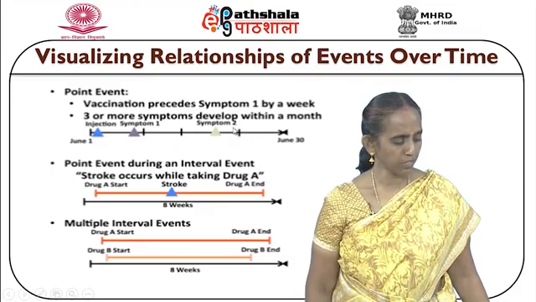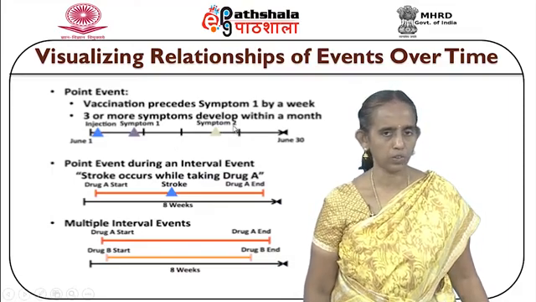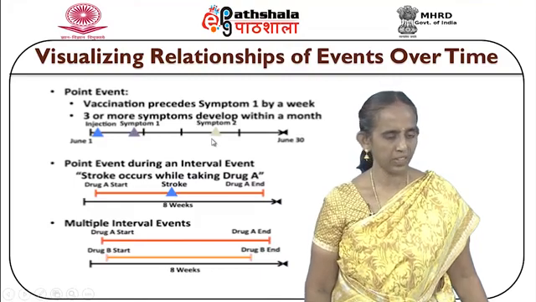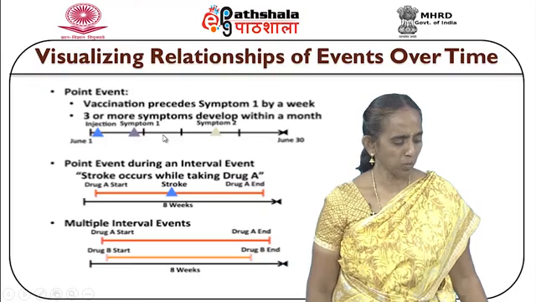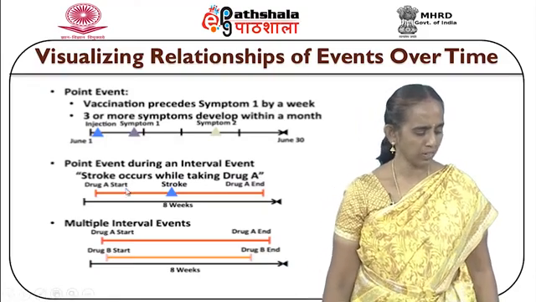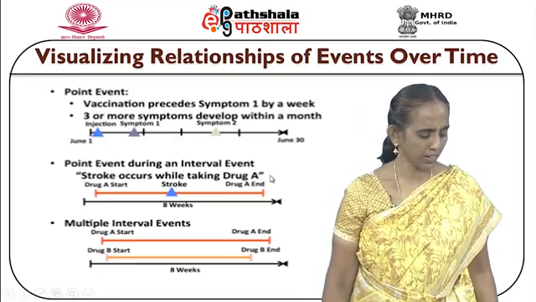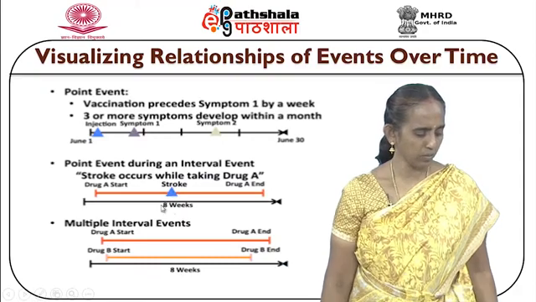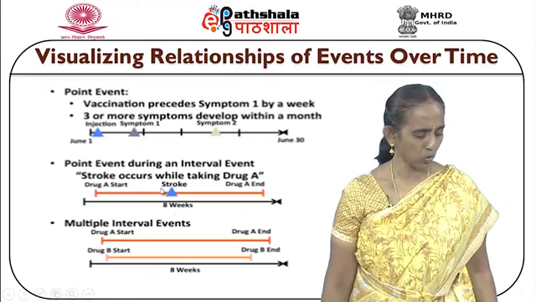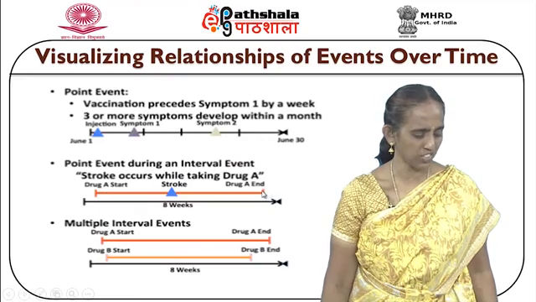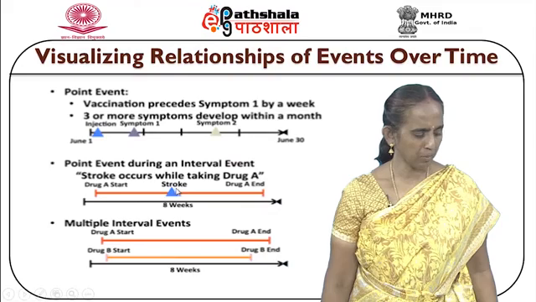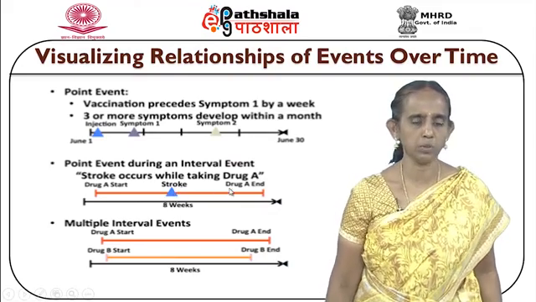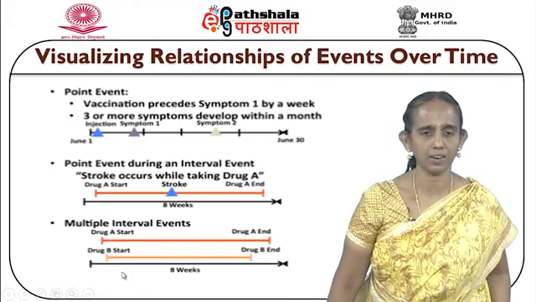So we have 2 different symptoms and 3 or more symptoms try to develop within 1 week. That is an inference that we get from this timeline event. Similarly, the point event during an interval event, stroke occurs while taking drug A. So here we can see within an 8 weeks time period, you have the stroke, the drug A has been started, and drug A is the end time at which the drug has been ended, and in between we can see the stroke occurs, which tells that the stroke has occurred within the time the drug has been taken.